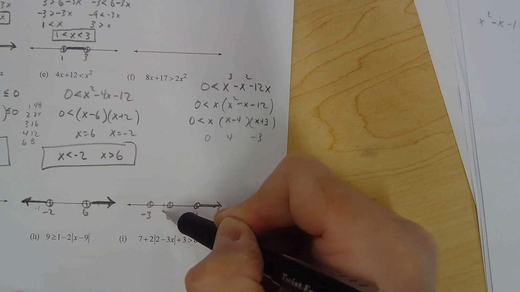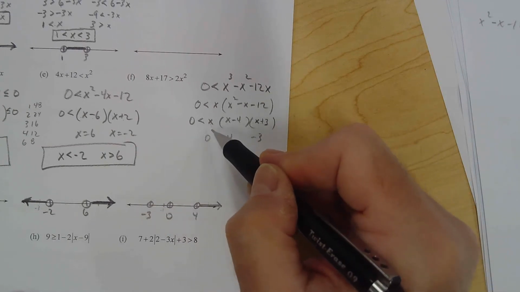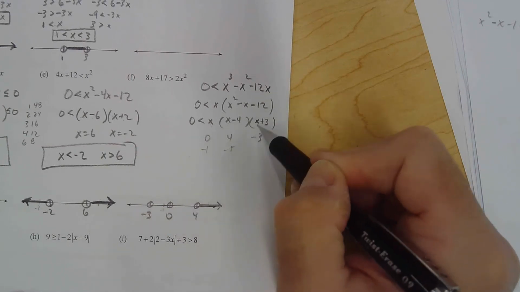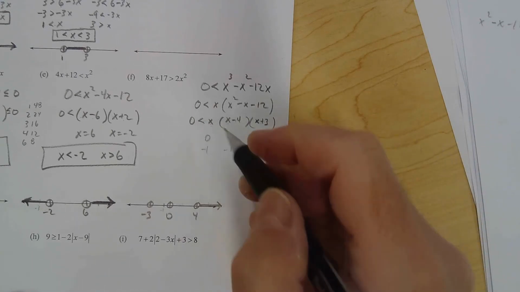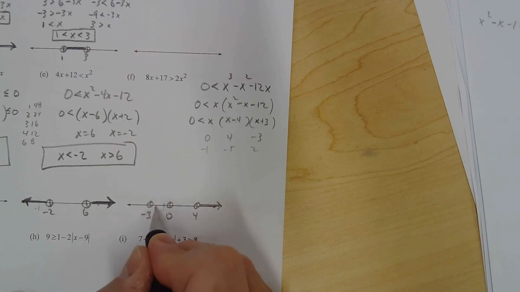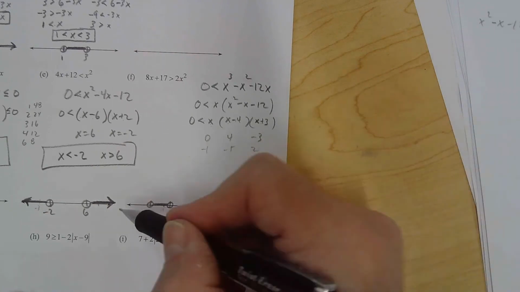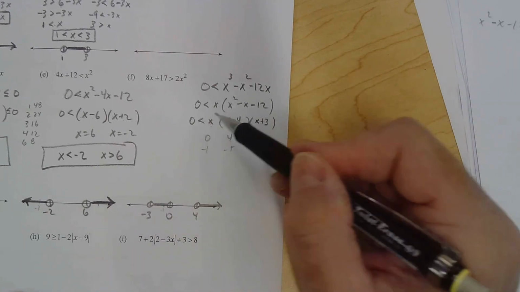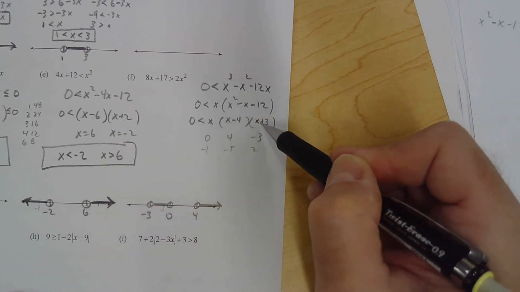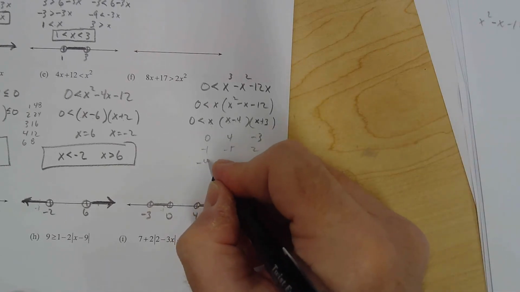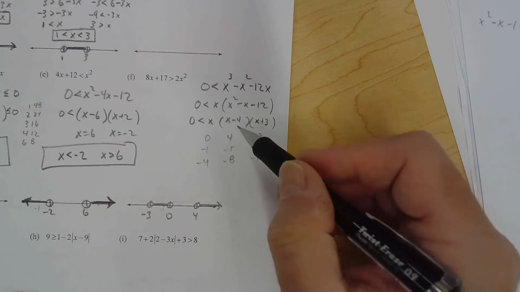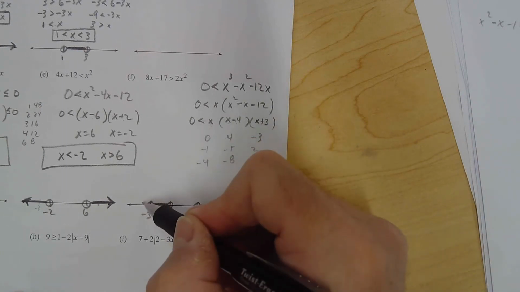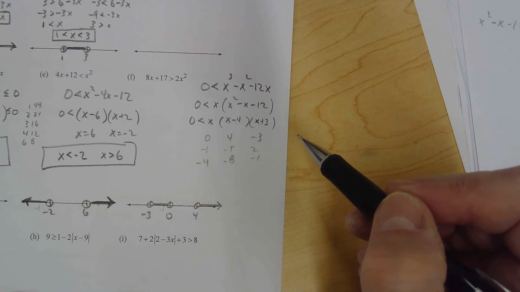Then I would test negative 1. Negative 1 here would give me negative 1 times negative 5 times 2, which is positive 10, and 10 is greater than 0. So this location is true, so we shade in this little gap here. And then finally negative 4. Negative 4 here would get you negative 4 times negative 8 times negative 1. I'll write that so you can see it. Negative 4 times negative 8 times negative 1 is negative 32. And negative 32 is not greater than 0, so to the left of negative 3 is false.